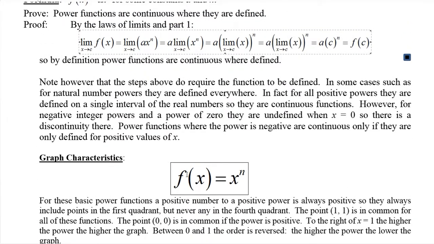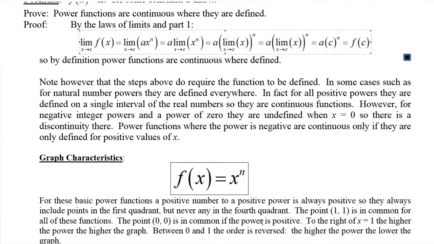So let's look at some of the graph characteristics for just a basic power function, f of x equals x to the n. So for these basic power functions, remember that a positive number to a positive power is always positive, so that always includes quadrant 1 points, but never any points in quadrant 4. And in particular, 1 to any power is 1, so the point (1, 1) is in common for all these functions. If the power is positive, 0 to the positive power is 0, so (0, 0) is a common point if the power is positive.